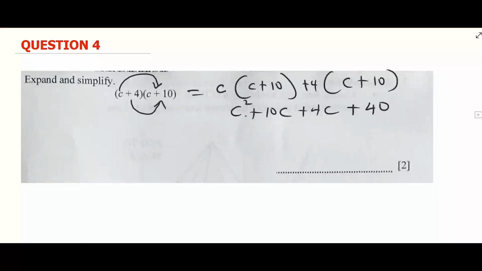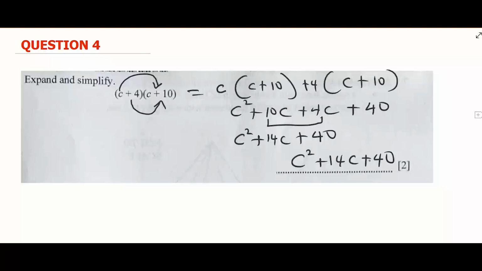So the next thing is to simplify. So this and this are like terms, and they have similar signs. That means you have to add them together and pick the sign before the numbers. So we are going to have c squared, plus 10c plus 4c, that will be plus 14c, plus 40. So that will be the final answer here: c squared plus 14c plus 40. So it will give us a quadratic expression.